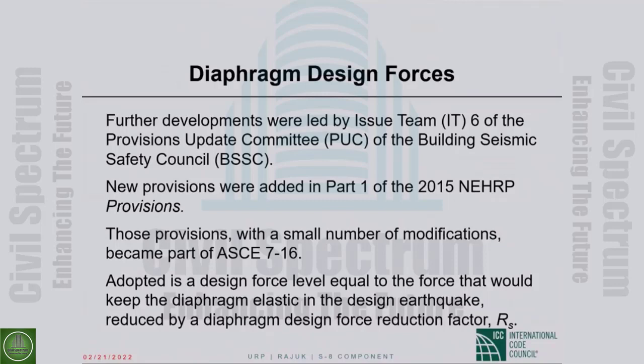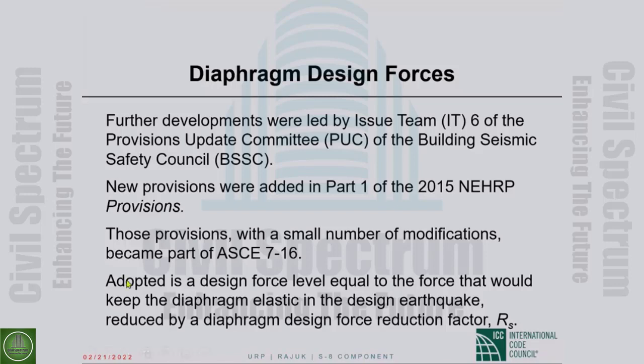You do not have to design for the force level that will keep your diaphragm elastic in the design earthquake, because there is overstrength in your diaphragm, there is ductility in your diaphragm. With both of those being present, if you design for a lower design force level, your diaphragm performance should be fine, and that's where the R sub S factor comes in.